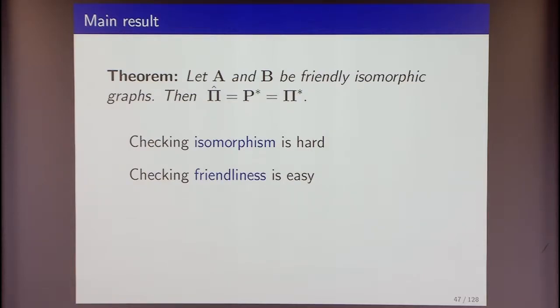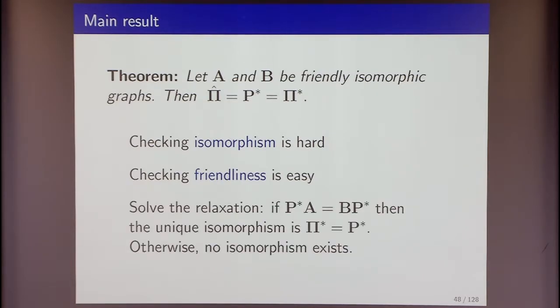It's a spectral property. So what I will do in practice is check friendliness and then solve the relaxation. If, as the result, I get 0 distortion, this result guarantees me that what I got is a unique isomorphism. Otherwise, if I got non-zero distortion, this result guarantees me that the graphs are not isomorphic. Okay? Any questions so far?